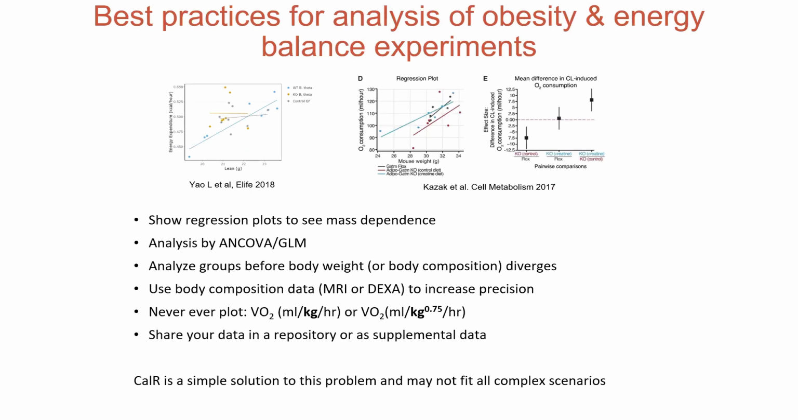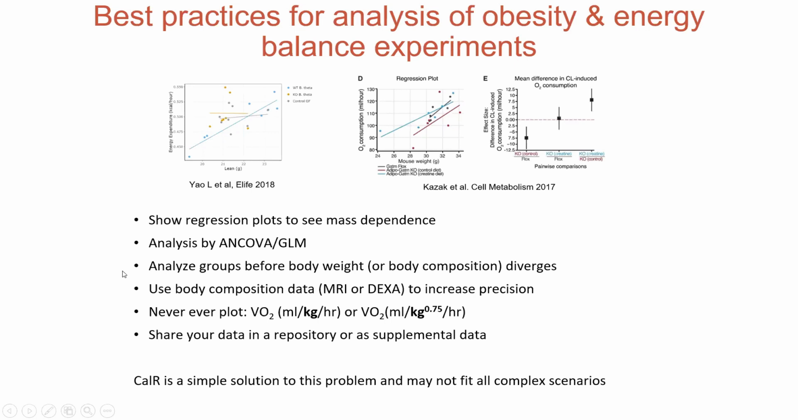So to summarize, the best practices for analysis of obesity and energy balance: show regression plots to see mass dependence. So this still is not that common. We've been doing it. Some other people have been doing it. You can get a post hoc test to show what's significant or not, but this is far more instructive than the bar plots. The analysis of ANCOVA or GLM is much better than the t-test that you'll see for the bar, and you really do have to take mass into consideration for these mass-dependent factors.